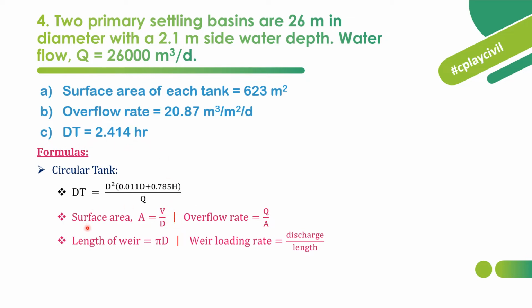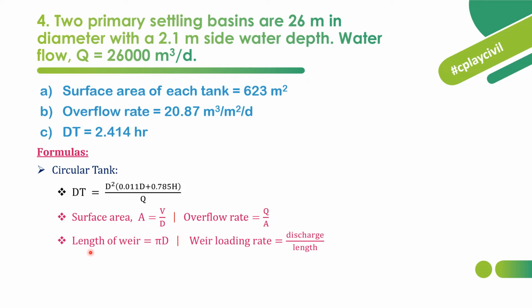And similarly we can find the surface area. Surface area is given by volume by depth. So volume by depth gives the surface area of the circular tank, and overflow rate is given as Q by A. So upon substituting the data, we can get the answer for surface area of each tank and overflow rate.